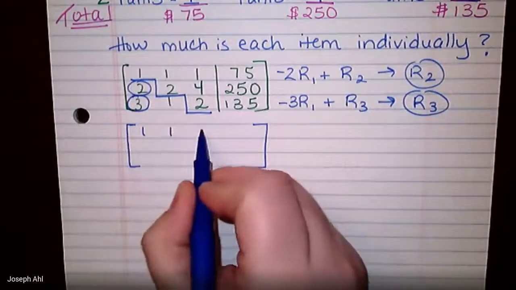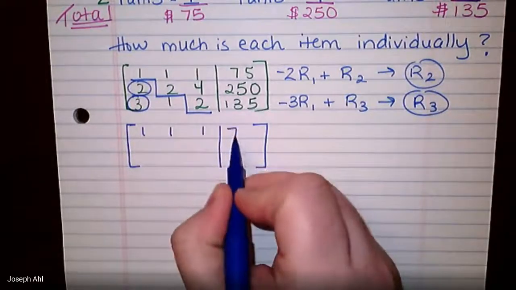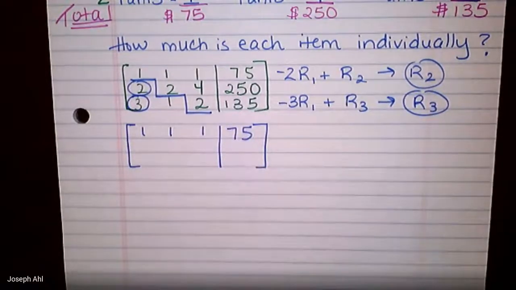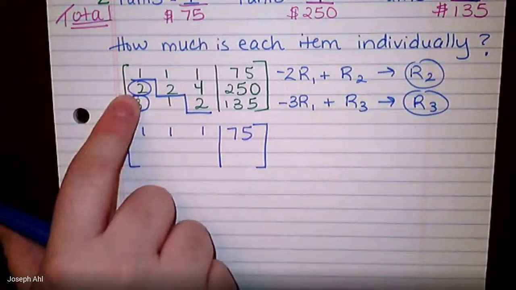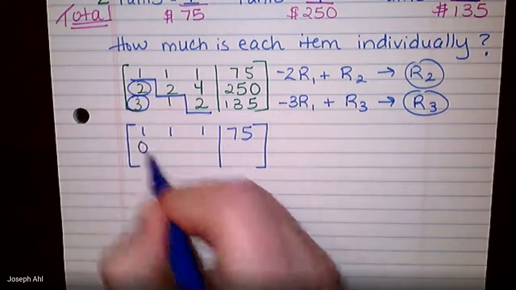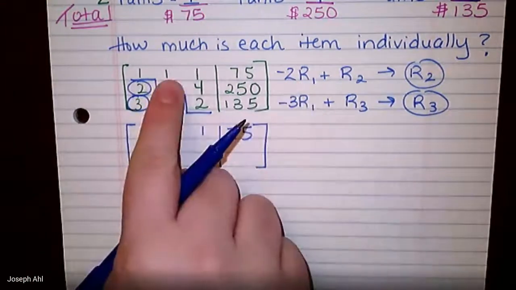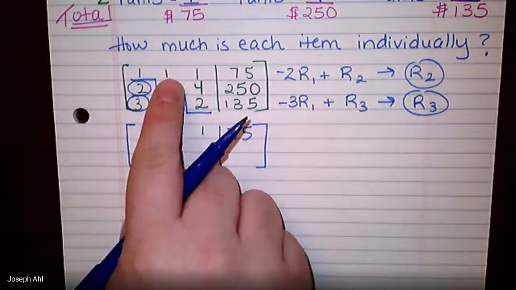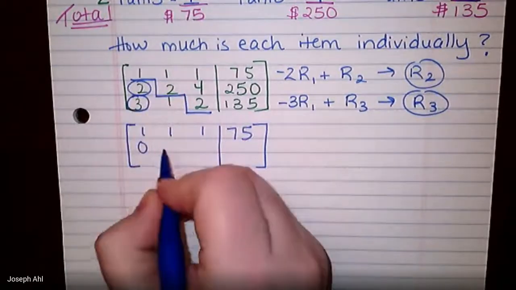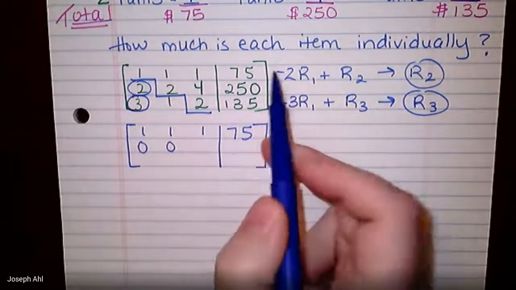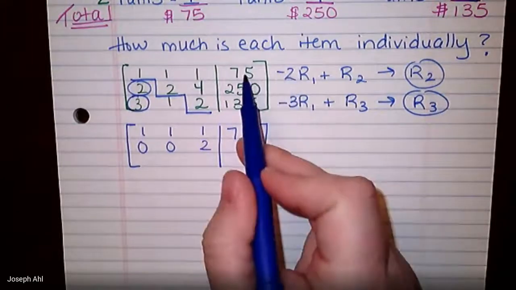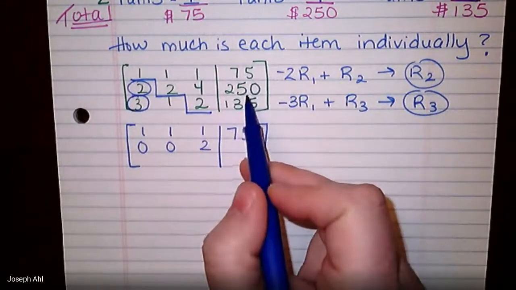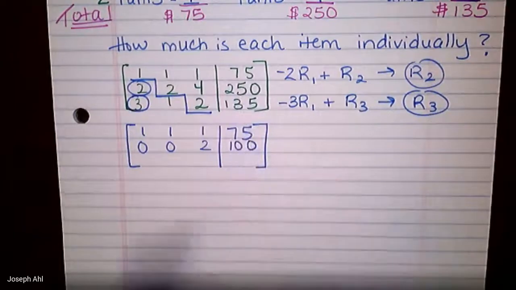Row 1 in this process will never change, 1, 1, 1, 75. And then row 2, if I carefully do this, -2 times 1 is -2, plus 2 is 0. Good, that's what I want to have happen. -2 times 1 is -2, plus the 2 below it is 0 again. -2 plus 4 is 2. And this is going to be -150 plus 250 for a total of 100.